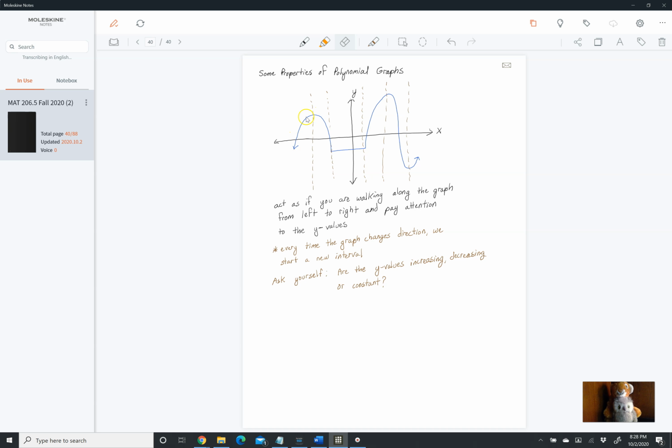Well, the y values are going up, right? We're going further towards the positive. The y values are going up here. So we would say that in this part of the graph, we're increasing. Then notice we come to the top over here. So we reach this turning point at the top of the increasing curve. Then we start going around, and now the y values are decreasing in this second interval here. So these are decreasing y values.